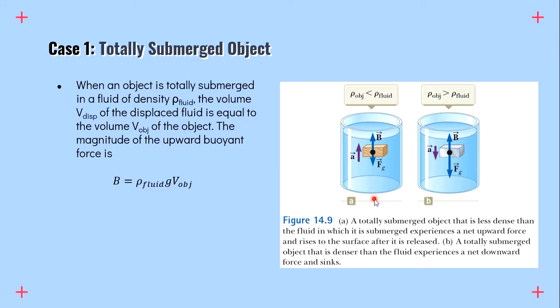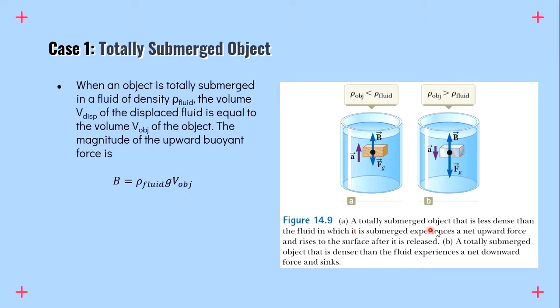So we have two cases here for the totally submerged object. One is wood, so you can assume that wood has a tendency to float. And the other is metal. Metal is dense, so it has a tendency to sink. So in case A, the density of the object is less than that of the fluid, while in case B, the density of the object is greater than that of the fluid.